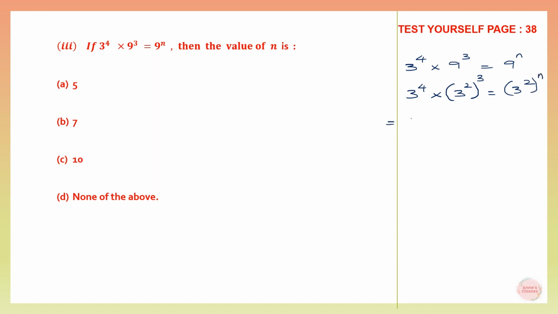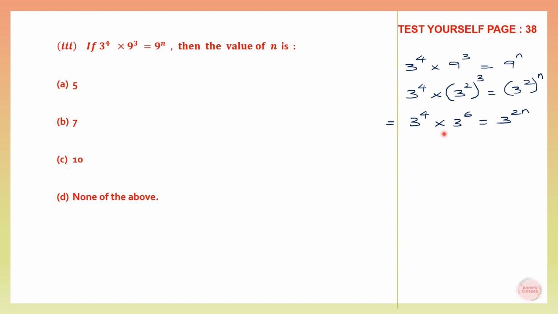So this is equal to 3 raised to the power of 4 into, now when a power is raised to another power, you can multiply the powers. So 2 3s are 6. So this will be 3 raised to the power of 6. Similarly here, 3 raised to the power of 2 into n is 2n. So this is 2n. So now we also know that when the bases are equal, the powers also are equal.